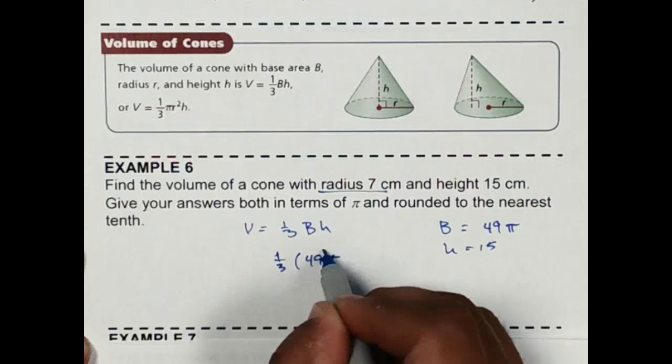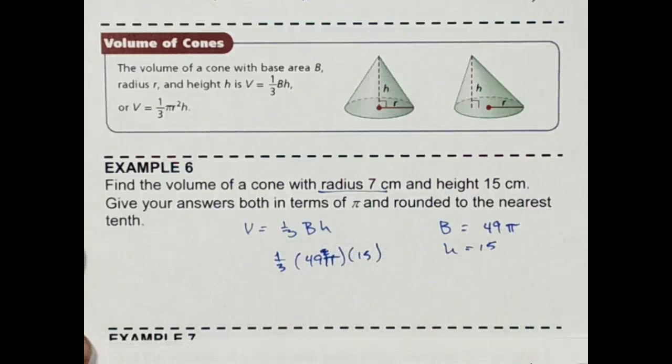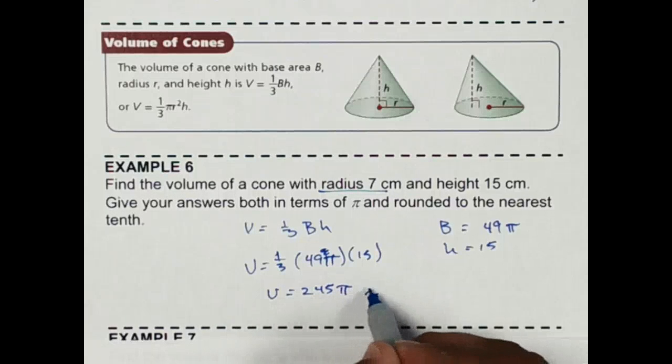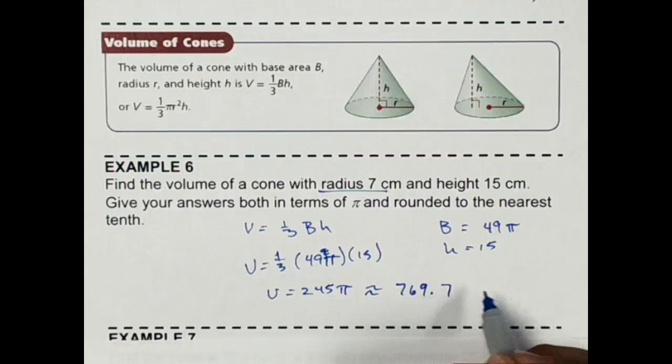So I'll need to put that in the calculator. Oops, I'll get my pi. 1/3 times 49 pi times 15. If I simplify this, my volume is 245 pi, and if I round that to the nearest tenth, I'm going to get 769.7 centimeters cubed.